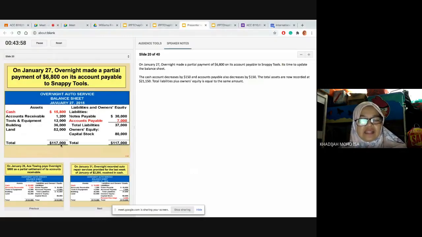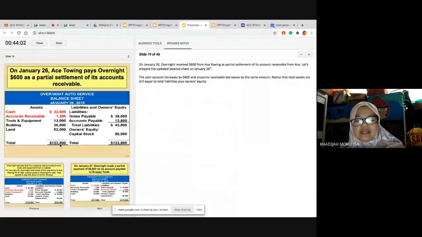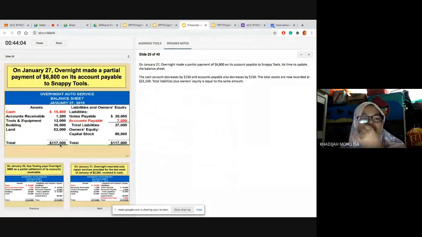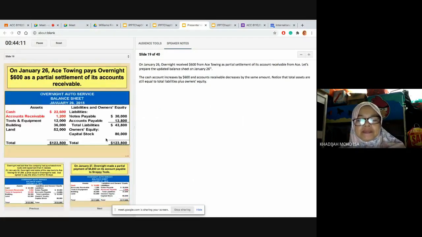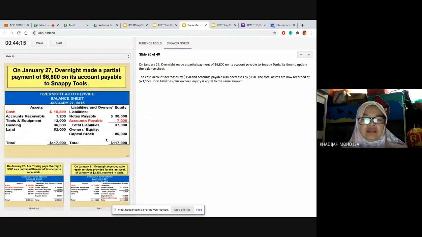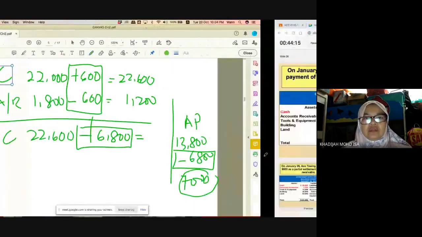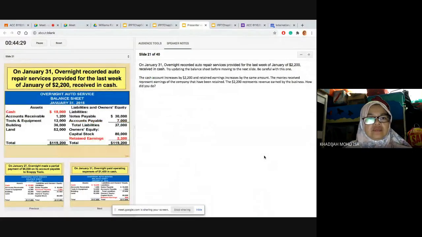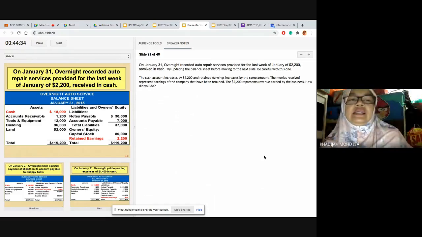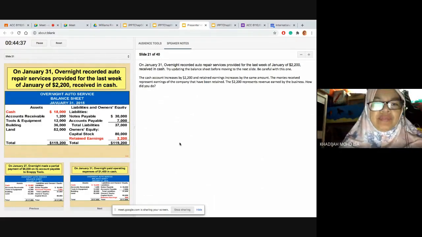Initially before this it was 1,123. Now it has dropped, and the cash is gone, but at the same time account payable is also reduced to 7,000. Where do we get 7,000? The balance from 13,800 minus 6,800 leaves 7,000. So the one that you report is the balance. Okay, this one is how you report revenue.